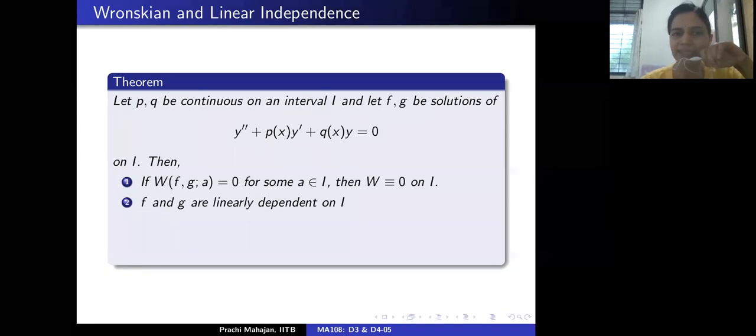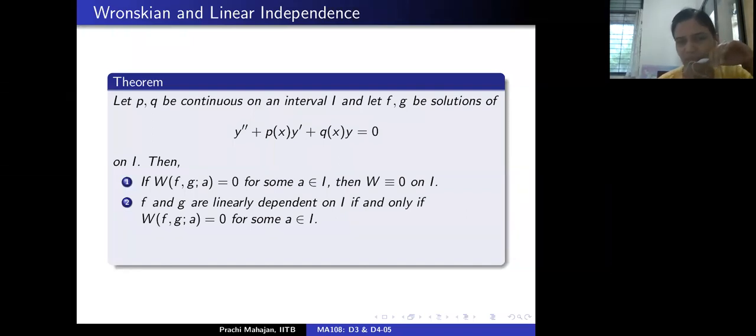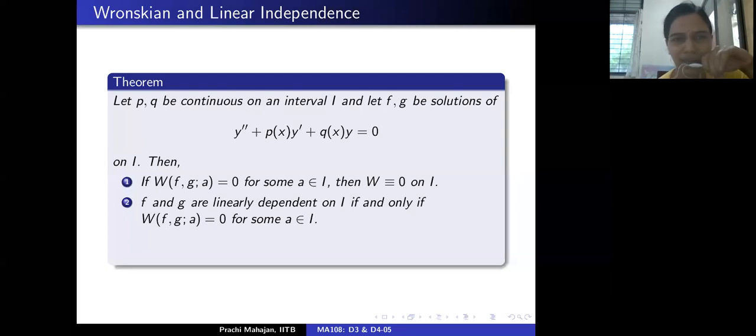Correct? And the second thing is the following. f and g are linearly dependent on the interval I if and only if the Wronskian vanishes at some point of the interval I. So you see here, in general, statement 2 is not true; we saw an example also. But if f and g are solutions of a second order linear homogeneous differential equation whose coefficients are assumed to be continuous on a certain interval I, then the Wronskian actually completely determines the linear independence or dependence of the solutions.